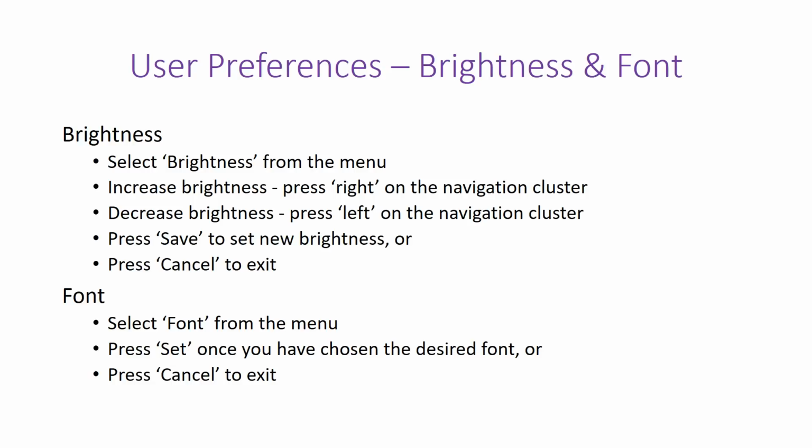If you were looking to change screen brightness, again, press the Applications button, select Settings, and then select Brightness from the menu. To increase brightness, press right on the navigation cluster, or to decrease brightness, press left. Once you are satisfied with the outcome, press Save to set the brightness, or press Cancel to exit.